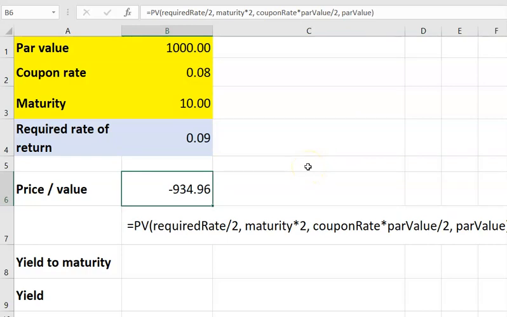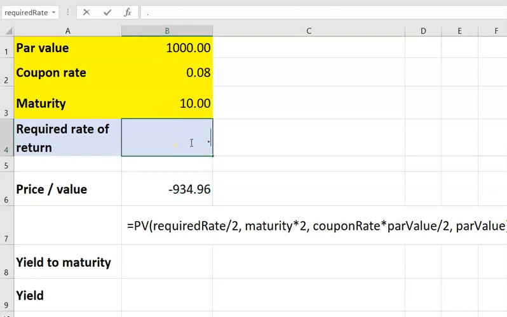So notice one thing that happened. We talked last time about how if the required rate of interest goes above the coupon rate, the price of a bond goes down. Notice that's what happened. I require 9%, but the coupon is only 8%. So I'm not willing to pay as much for the bond. I'm only willing to pay $934.96 for a par value $1,000 bond.